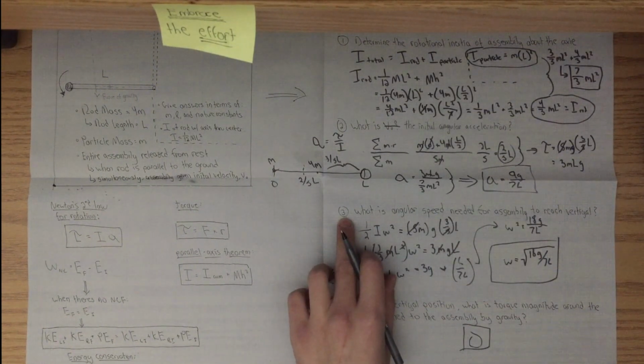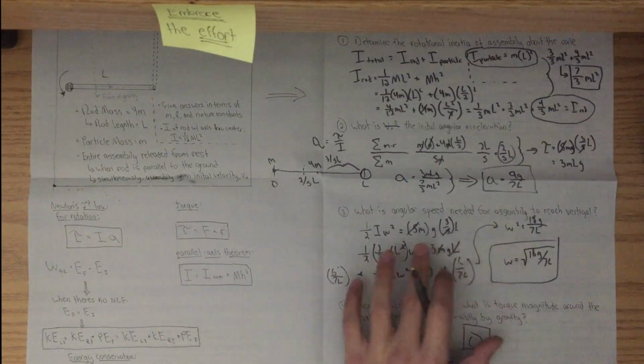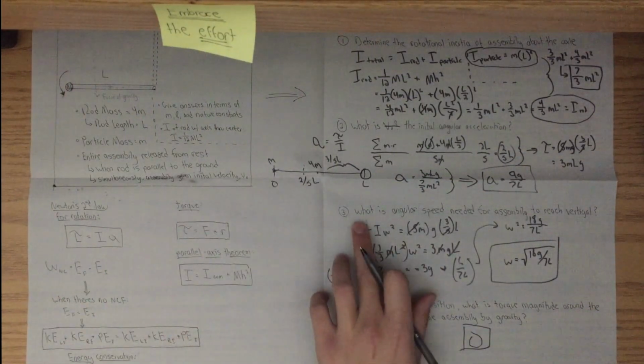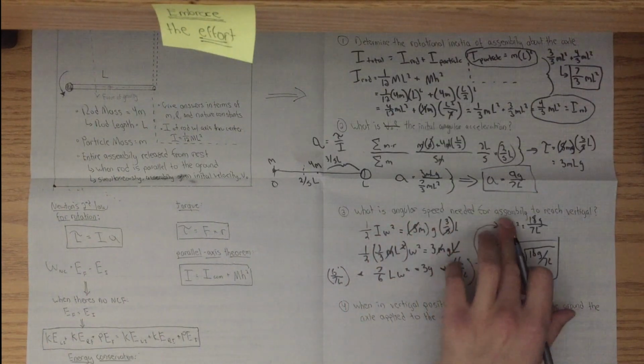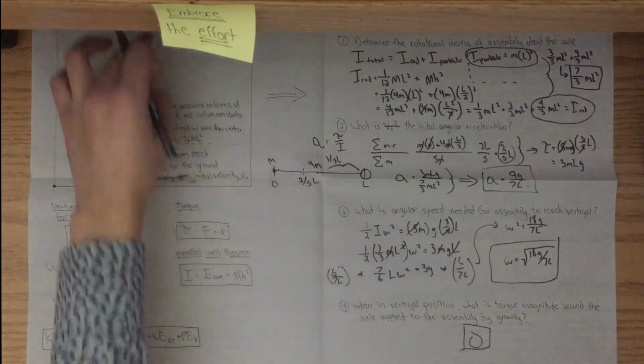Question 3. I jumped to this earlier. Now we're going to talk about our initial velocity. Question 3: What is the angular speed needed for the assembly to reach the vertical position?